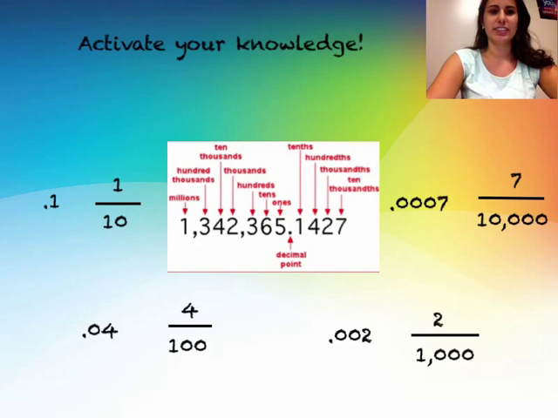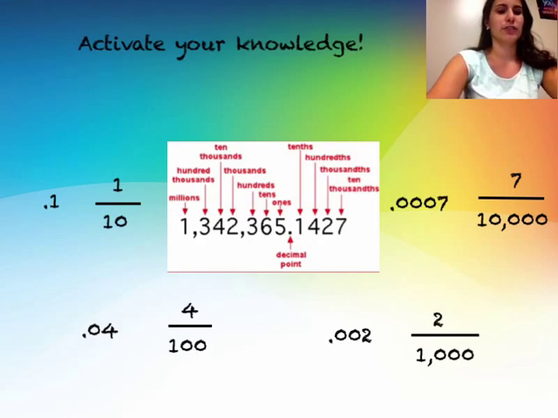Activate your knowledge. Remember this chart on place value? Well, we've been reviewing this chart for a few lessons now and talking about what the place value of decimals really means. This 1 in the tenths place really means that we have a tenth of a whole. It's not a whole number. Our whole numbers are on the left side of the decimal point. This 1 means 1/10 of a whole, or 0.1, or 1/10.